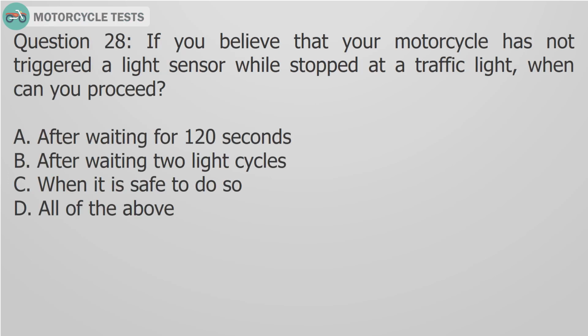Question 28. If you believe that your motorcycle has not triggered a light sensor while stopped at a traffic light, when can you proceed? A. After waiting for 120 seconds. B. After waiting 2 light cycles. C. When it is safe to do so. D. All of the above.